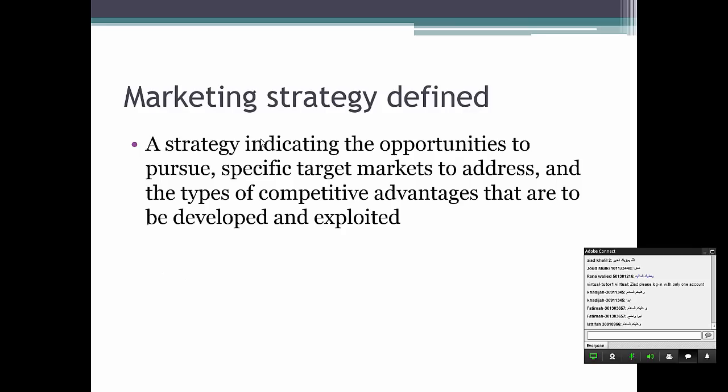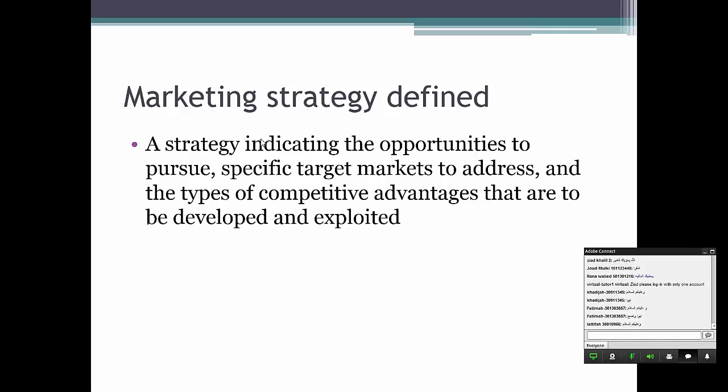So the strategy. Strategy is a word or a concept that came first from the military use. Strategia or strategy means the plan. Okay, the plan for the war, for the fight. So it came originally from the military field, but in business they use it also in defining the planning or defining the goals of the business. And since that time they use it a lot in the business.